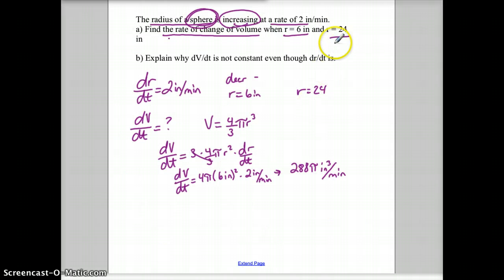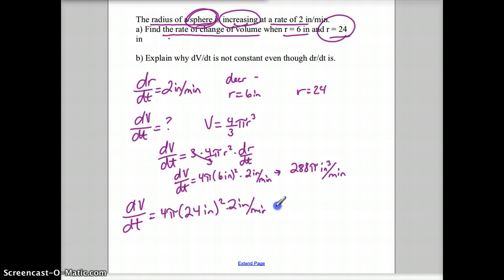And then we're going to do the same thing, but with the 24. So use that dV/dt we had, and this time plug in 24 for the radius, and still 2 inches per minute. And that's 4,608 pi cubic inches per minute.